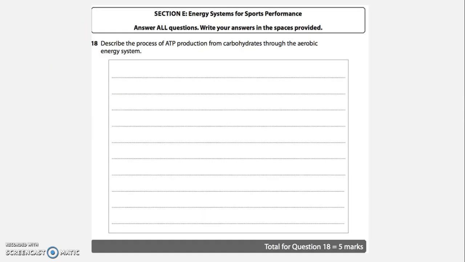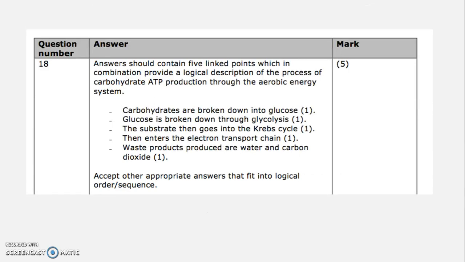What I want you to go through now are these questions. Now, because of the time, I'm not going to be able to go through the answers in every single one. I just want you to do it on your own. So pause each one of these and then go through the answers. There are quite a lot, but I want you to get used to this energy system process. Okay, so describe the process of ATP production from carbohydrates through the aerobic energy system. There's your answer. Pause that, get it down.